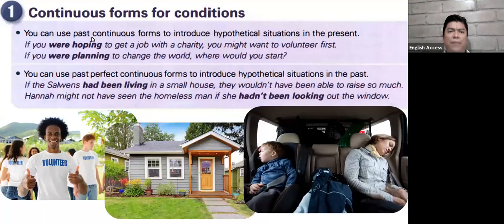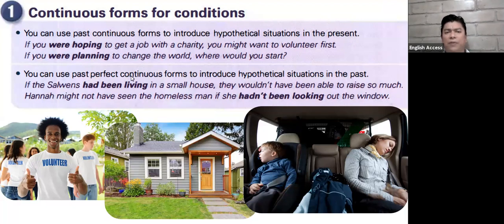You can use past continuous forms to introduce hypothetical situations in the present. For example, if you were hoping to get a job with a charity, you might want to volunteer first. So this is the context. This is a hypothetical situation. If you were planning to change the world, where would you start?